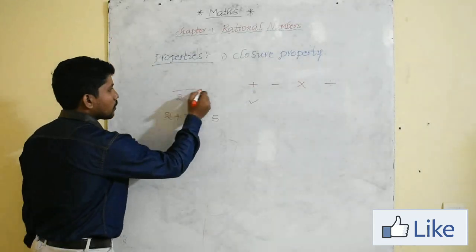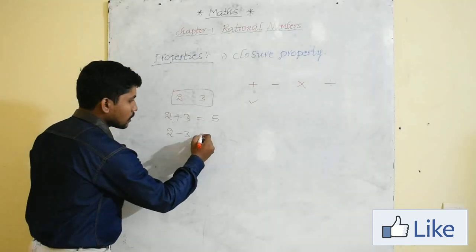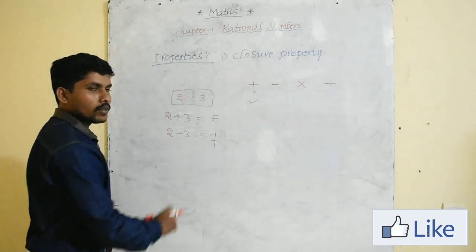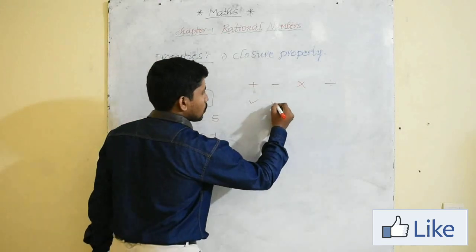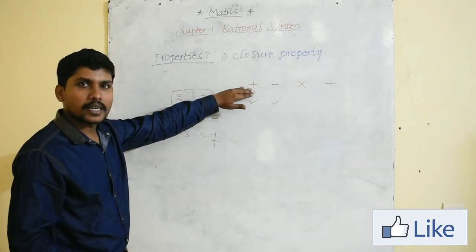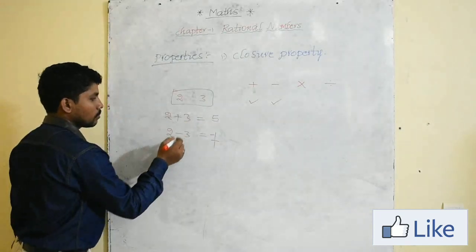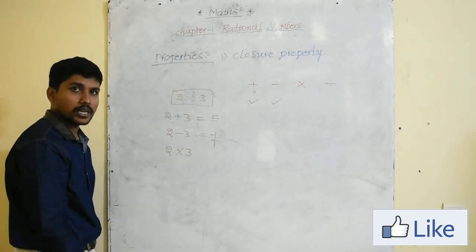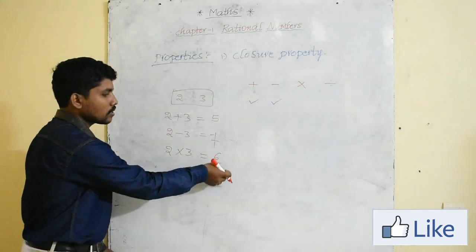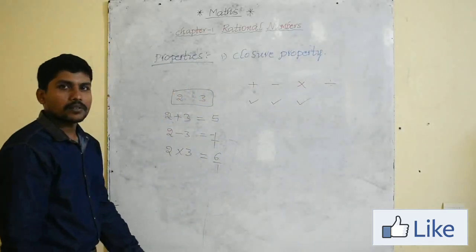Now similarly for closure property under subtraction. The same two numbers I am going to take and subtract: 2 minus 3, the result is minus 1, which can also be expressed in the form of p by q. So minus 1 is also a rational number, so it satisfies for subtraction. That means the closure property is satisfied for addition and subtraction. Now for multiplication, if we take the same two numbers, 2 into 3, we get a result 6, which is also a rational number that can be expressed in the form of p by q. So it is also satisfied for multiplication.